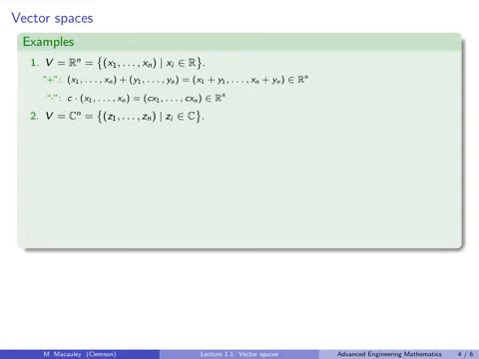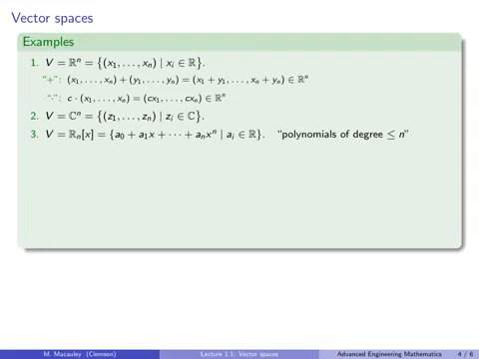Next, C^n. That's the same thing as R^n, but the entries are now complex numbers. I'm not going to check the same two properties, but it should be pretty clear that this set is closed under addition and scalar multiplication. And here, I should say that our set of scalars is usually assumed to be the complex numbers, not the real numbers.